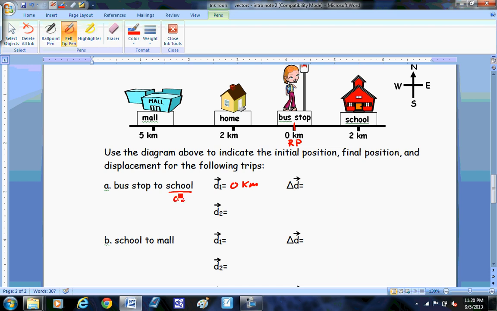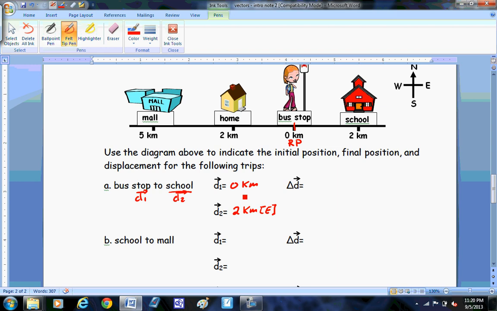Let me just clarify that. My second position is the school. My school is located 2 kilometers away. It's 2 kilometers to the east. So we indicate this over here: 2 kilometers to the east.